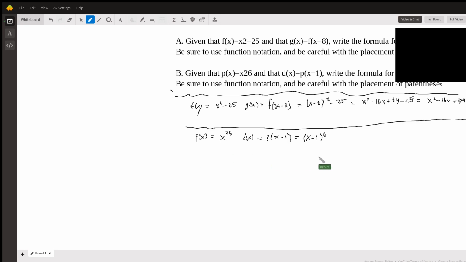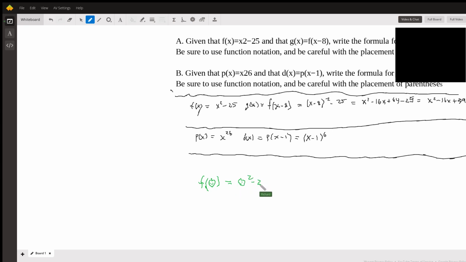Sometimes students really respond well to something that is not that friendly, but sometimes I like to use a happy face instead of a letter. So if I said, going up to this first problem, let me just change colors so that I don't confuse you, because we've answered the question. But let's say f of happy face. Let's define that as happy face squared minus 25.